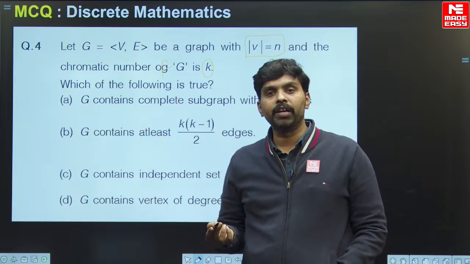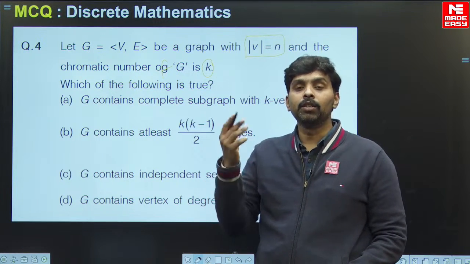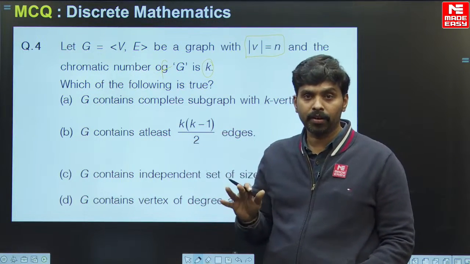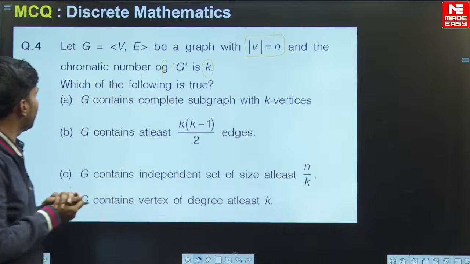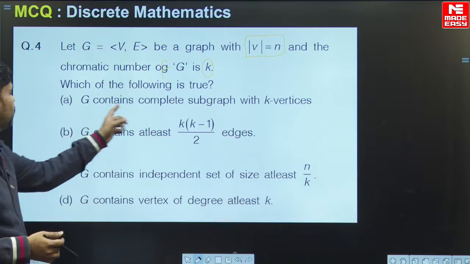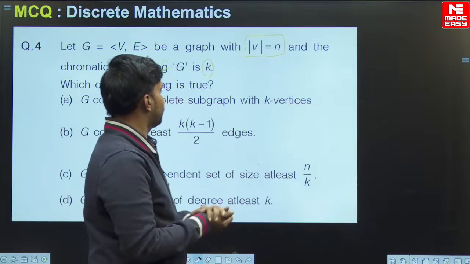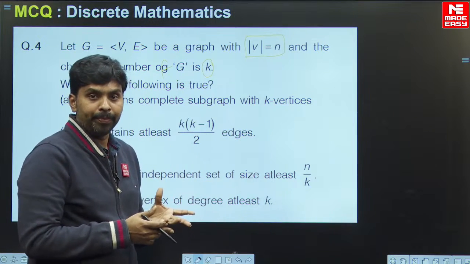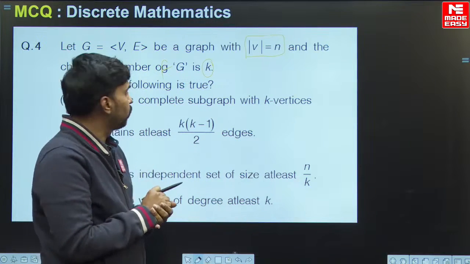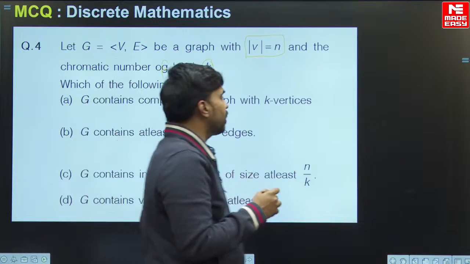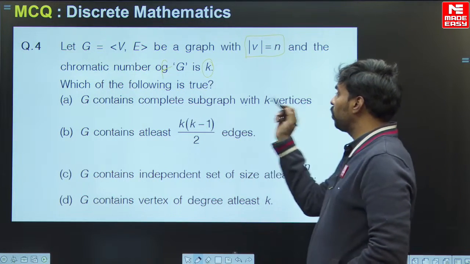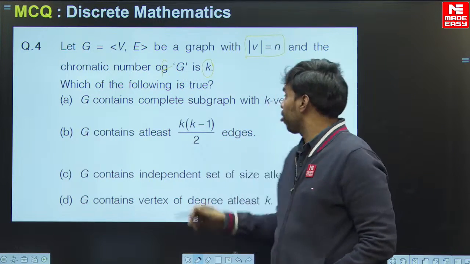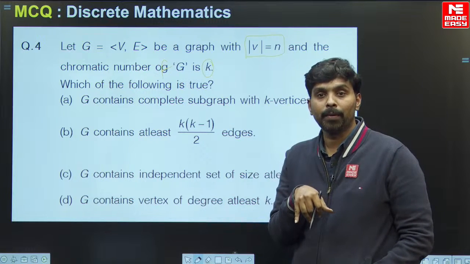So what do you mean by chromatic number? The minimum number of colors which are assigned to the vertices in a graph such that no two adjacent vertices have the same color, right or not? So that is what the chromatic number is, I think everybody knows it, right? So G contains complete subgraph with k vertices beta. So k vertices means अगर chromatic number of the given graph 2 है, तो वो ग्राफ के अंदर से अगर आप कोई भी सब ग्राफ निकालते हैं, और with k vertices, so it should form a complete subgraph.